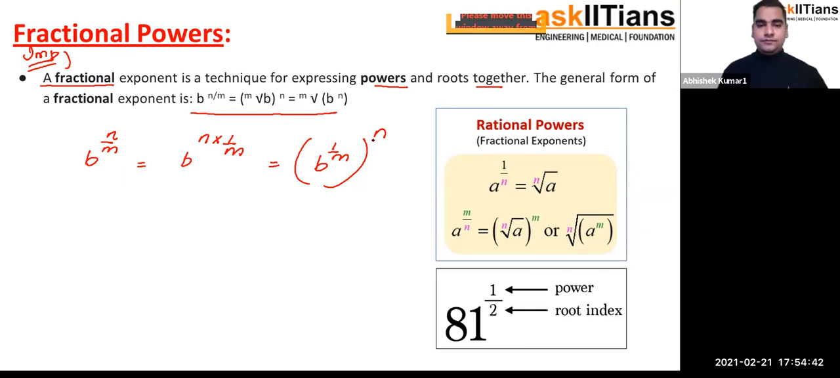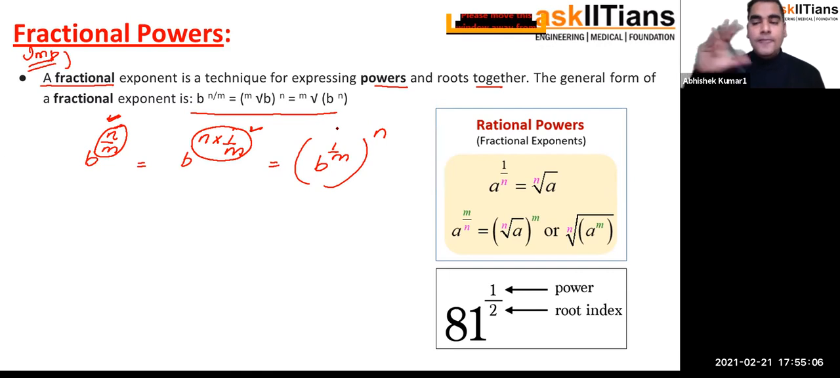Correct or not? First, I wrote this power n by m as n multiplied by 1 by m, right? After writing it in the form of n into 1 by m, I wrote it as b raised to the power 1 by m whole raised to the power n. And we can write that as per the rules of exponent.